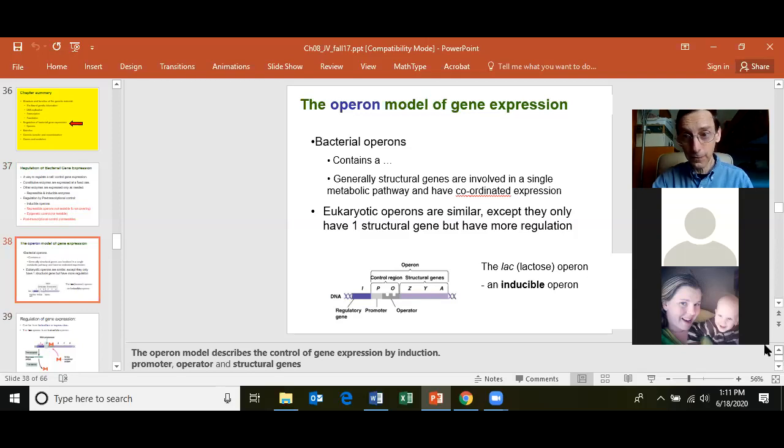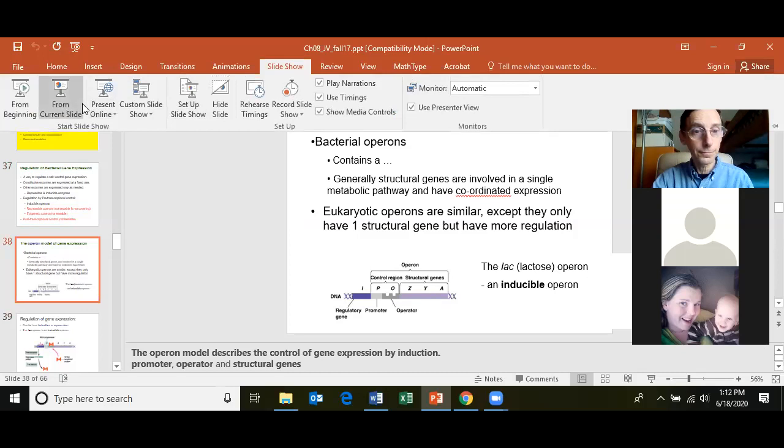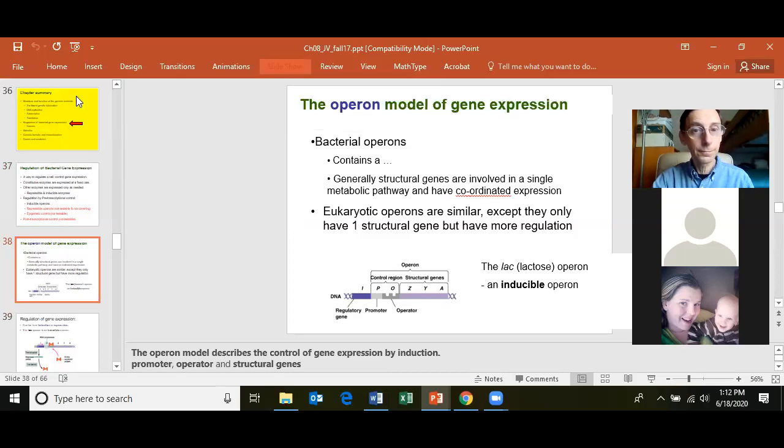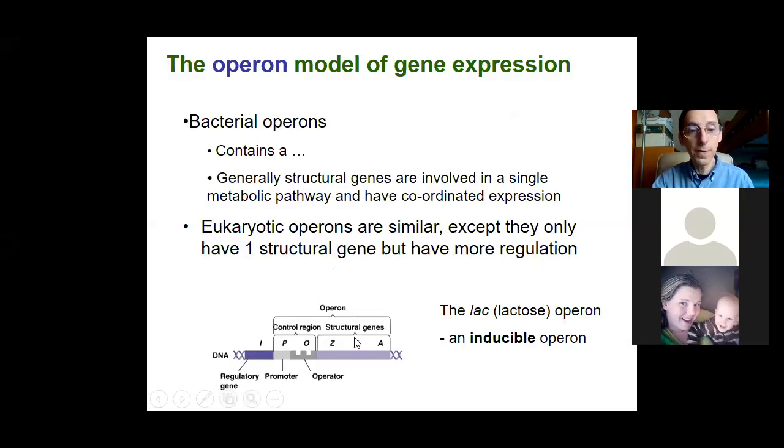So we're going to be talking about the lactase gene. It is on the lactose operon. The lactase gene is the Z structural gene, and that is the actual DNA sequence that codes for the enzyme lactase. Any questions about that?